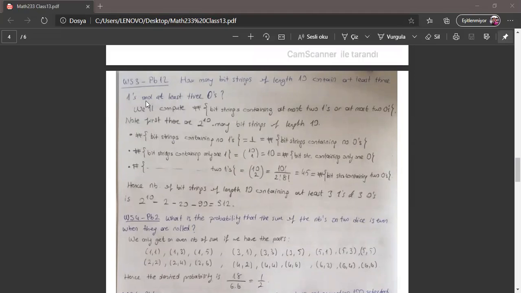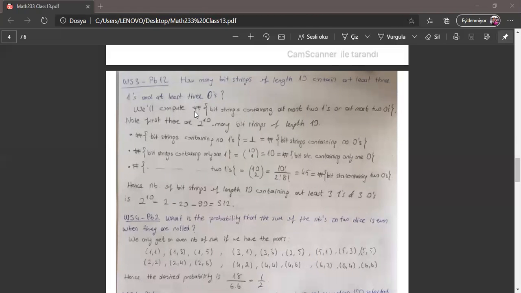Now again, third worksheet. We will compute the number of bit strings of length 10 which contain at least 3 ones and at least 3 zeros. Instead of that, we will compute this one. This is easier. You may say it is the negation of the desired one. So what's the number of bit strings of length 10? It's 2 to the 10. So note that before. Now let's compute this one.